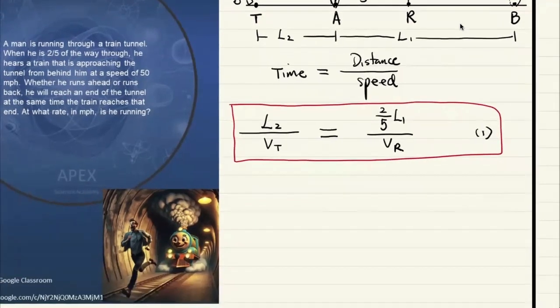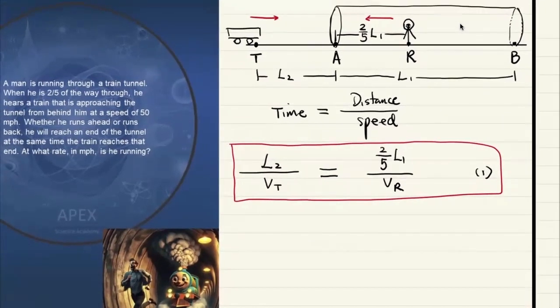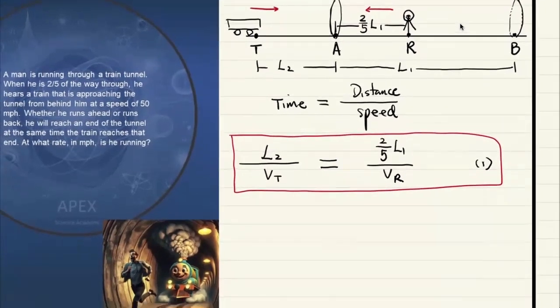So here, what we have is an equation that contains one known parameter and 3 unknowns. Obviously, this is not enough for us to determine the speed of the runner. But we also know that when the runner is running toward point B, the train is also going to reach that point at the same time. Let's find out the amount of time it takes for the runner and the train to reach point B.